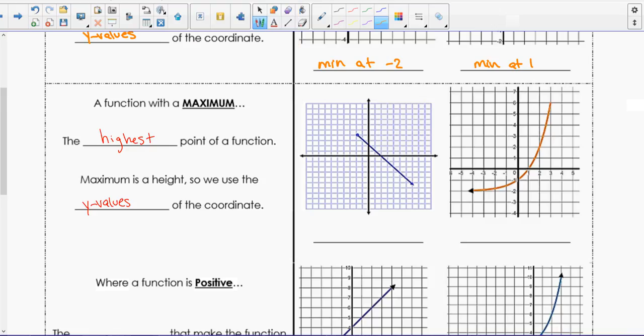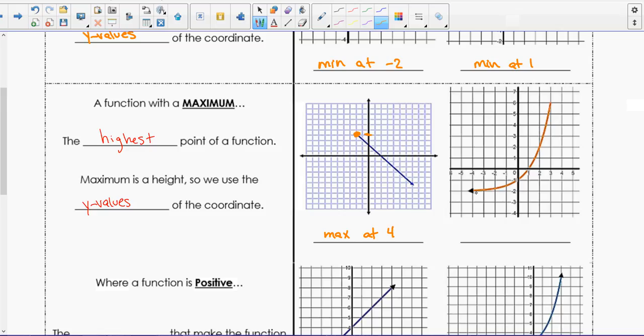Alright, so if we take a look at our graph, you can see this arrow means it's going to go down, so we don't know what the minimum is because it's going to continue going down, but we can see that this is the highest height, so we're going to have a max at, what height is that, 1, 2, 3, so it's a maximum at 4.